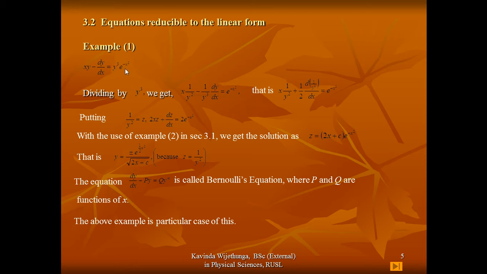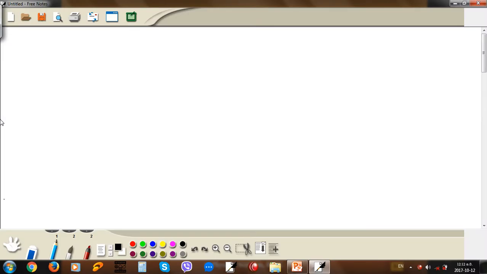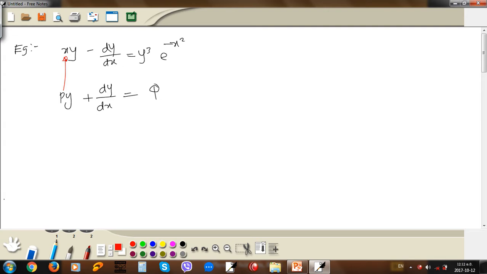A y term is there. So we take this example: x y minus dy by dx equals y to the power 3 e to the power minus x squared. Our general equation is dy by dx plus p y equals q, right? P doesn't matter.